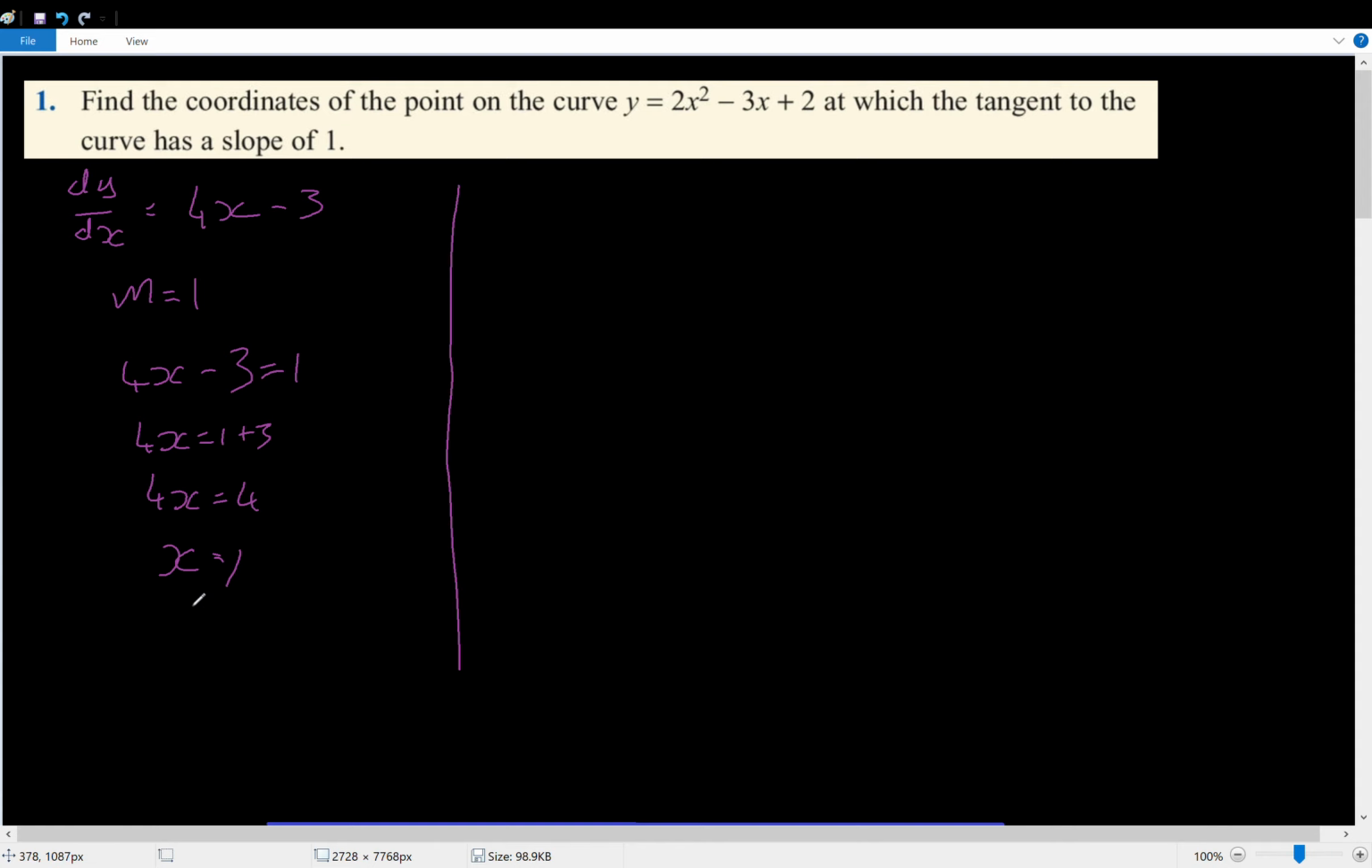So what we now need to do is take our x equal to 1 and sub it back into our original function. So y is equal to 2 times 1 squared minus 3 times 1 plus 2, which is 2 minus 3 plus 2, which is equal to 1. So for the point that we're looking for, x is 1 and y is 1, which means the coordinates of that point are 1, 1. Now the fact that the point ended up as 1, 1 and the slope is 1 in this question is purely coincidental. We'll take a look at question 3 and we won't get as convenient numbers this time around.